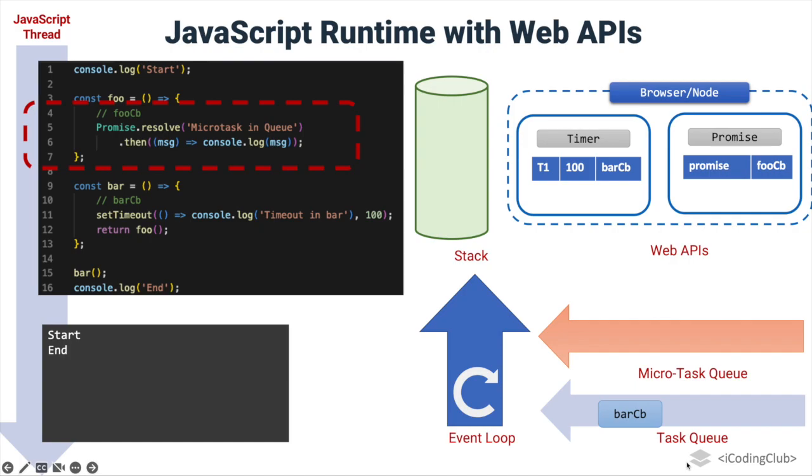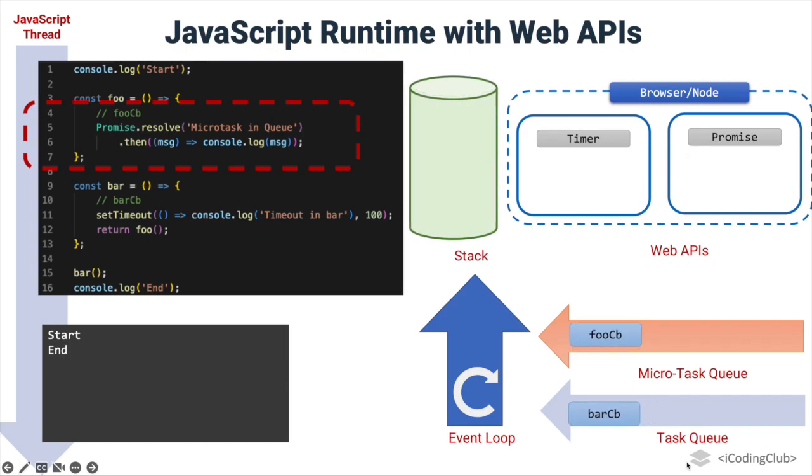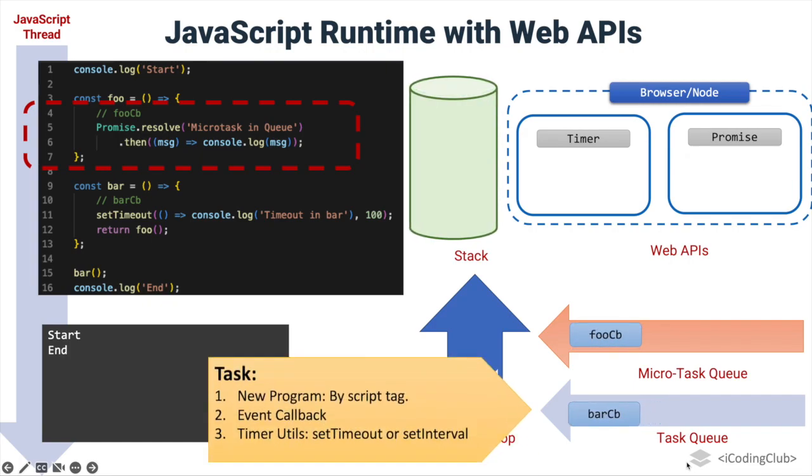Now it's a time of promise, and the foo callback is also ready. But in place of going to the task queue, it goes to the microtask queue. And here the whole story differs. Well, the bar callback goes to the task queue, which is basically meant to handle the task.